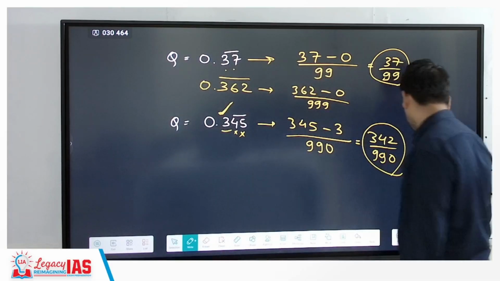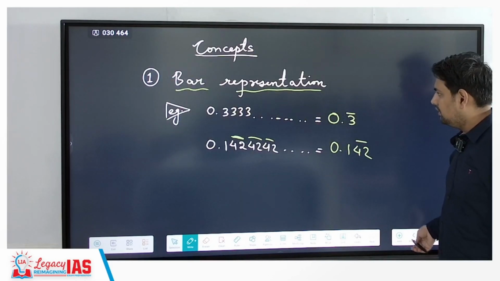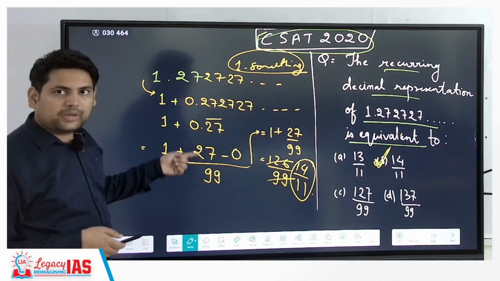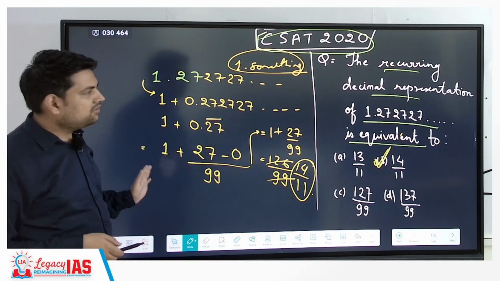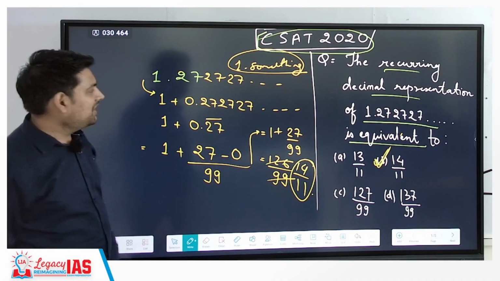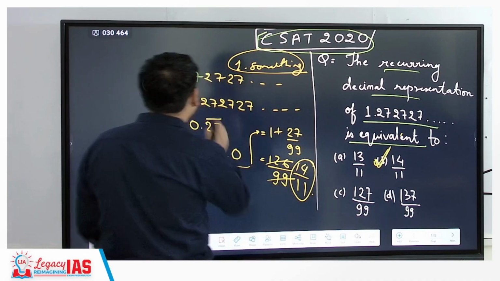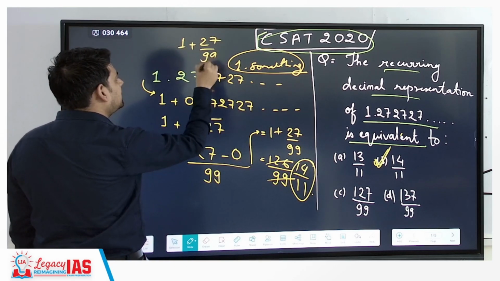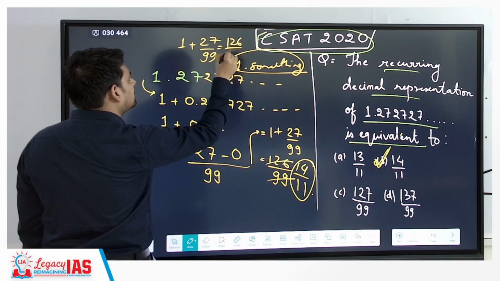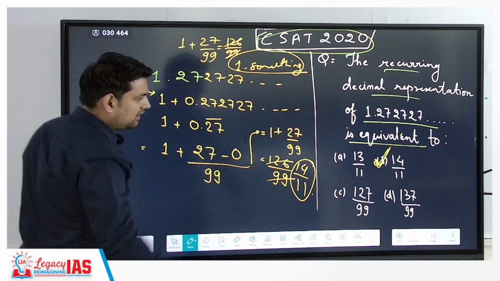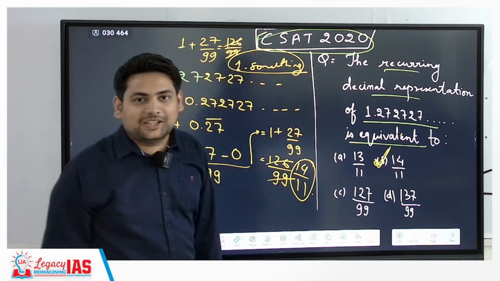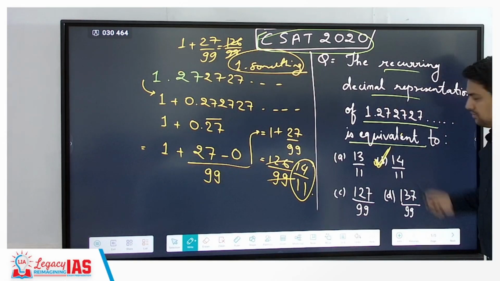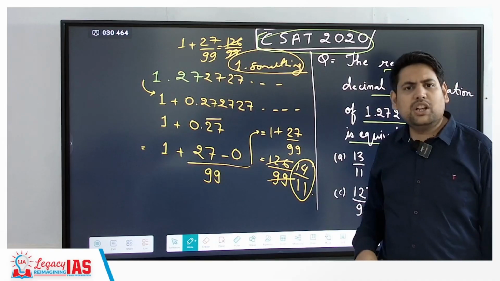That's why just by seeing this, I knew it would be 27 by 99. Then I just had to do 1 plus 27 by 99. All this can be done in my head. This only I would write: 1 plus 27 by 99, that is 126 by 99. This I will cancel and get to the answer. Simple. Got the whole process? Just remember this whole process, and you can do it for any number.